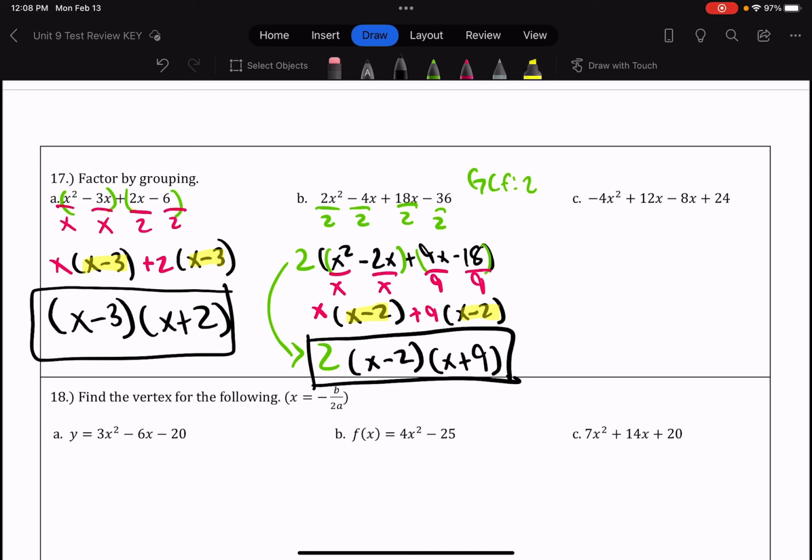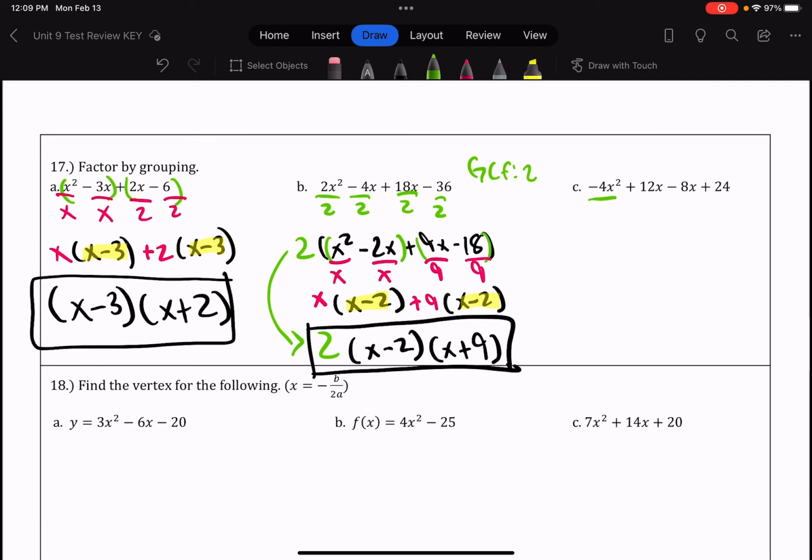All right, let's look at C. C says negative 4x squared plus 12x minus 8x plus 24. Because this has a leading coefficient that is negative, I know I'm going to factor out initially something negative. 4 is my lowest coefficient here. 4 is a factor of all 4 of these terms, so let's factor out a GCF of negative 4. By doing so, I'm left with x squared minus 3x plus 2x minus 6.